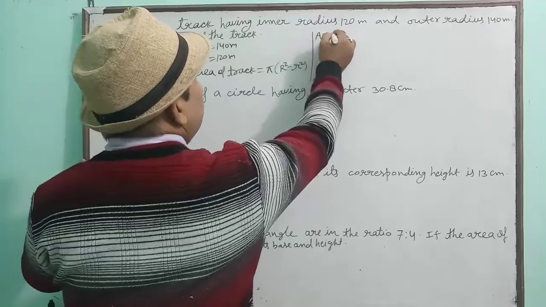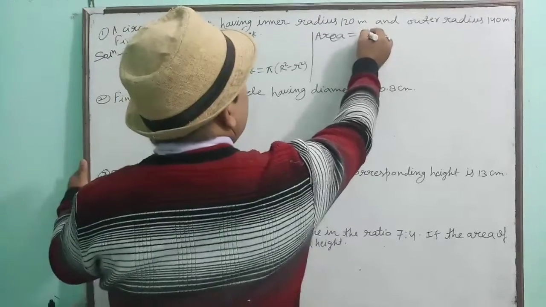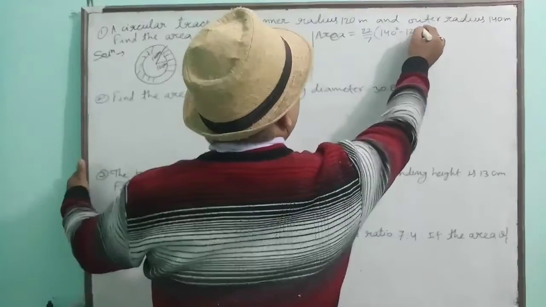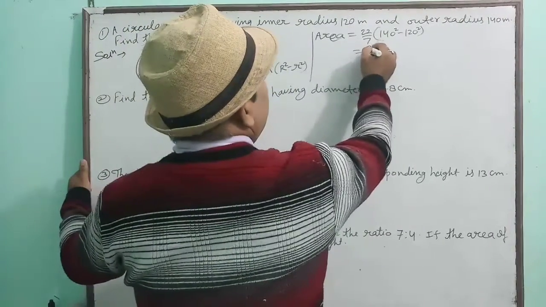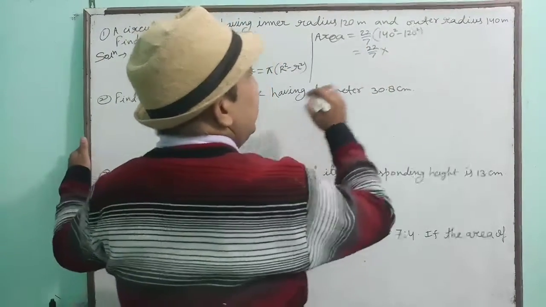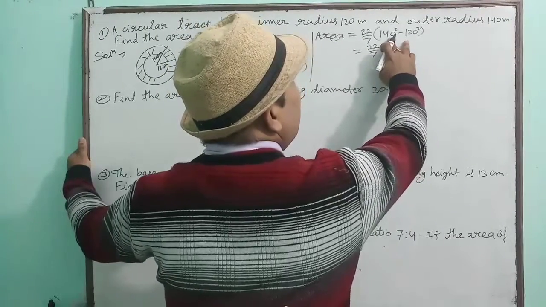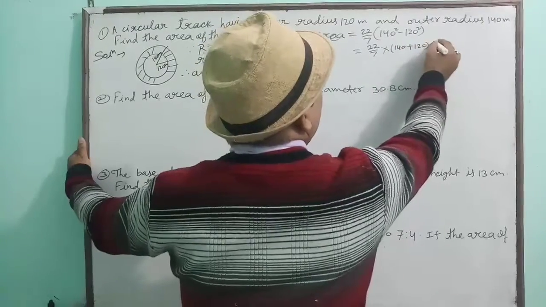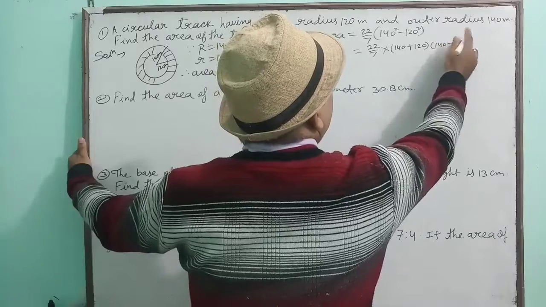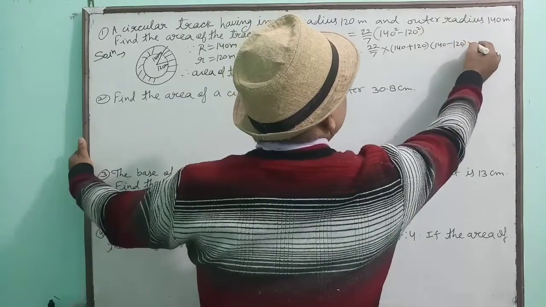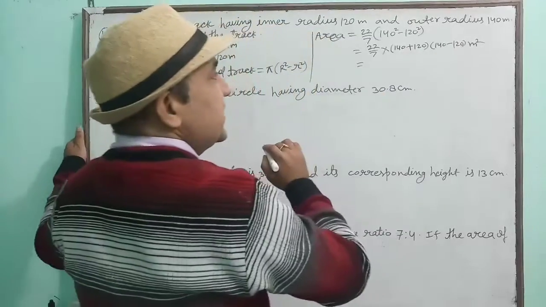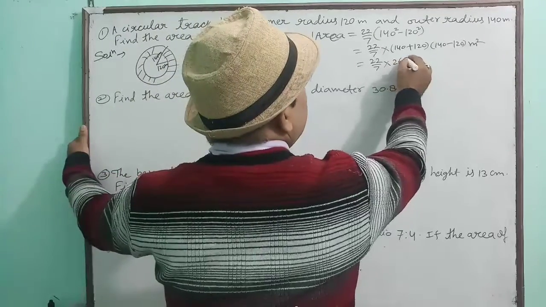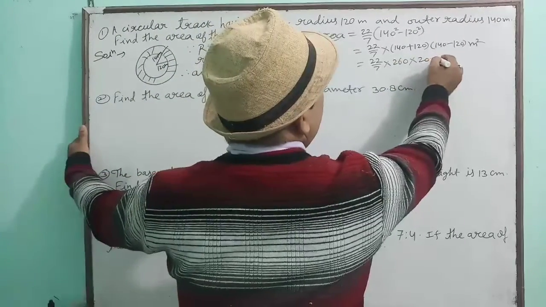Here, area will be equal to 22 by 7 into 140 square minus 120 square. That means 22 by 7 into, children apply here the formula for a square minus b square. Means in one bracket 140 plus 120, in another bracket 140 minus 120, and unit will be meter square. So calculate this one. 22 by 7 into, this is 260 and this is 20.